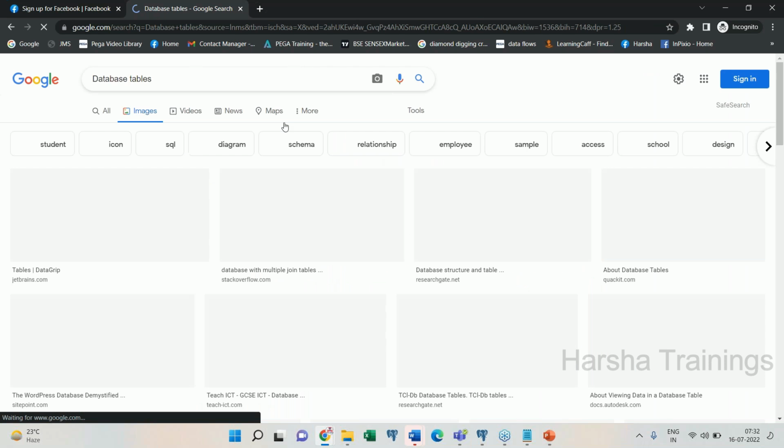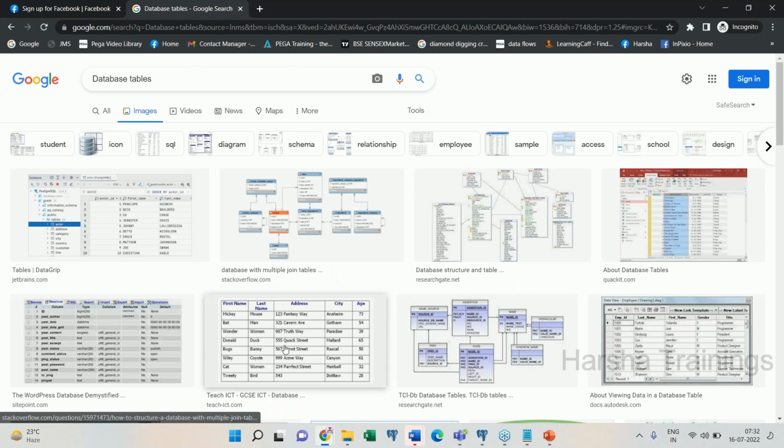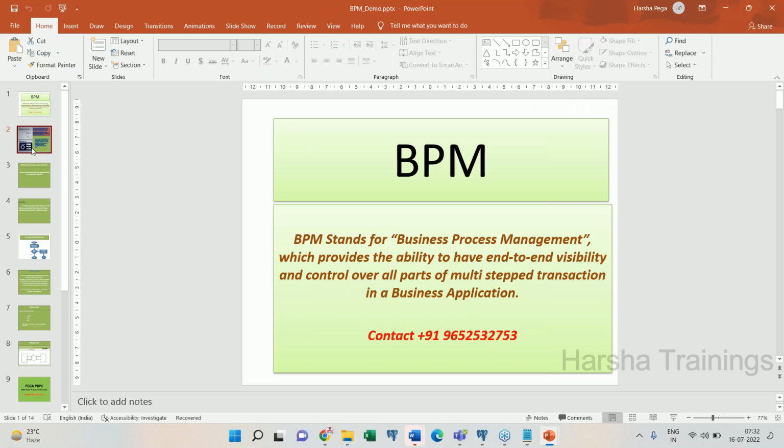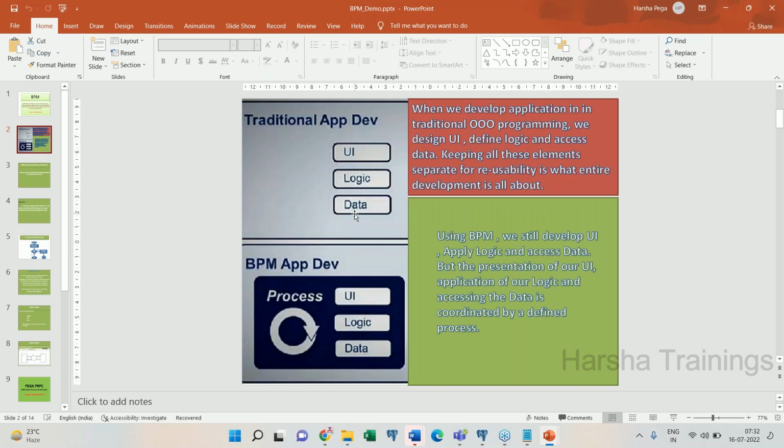I'll go to images. Okay, and here you go. See, this is a table which stores the information. This is permanent storage. For any web technology, this concept is the same. So you have three layers: user interface, business logic, and the database layer where data gets stored. See, using BPM, if you are going to develop business applications, in BPM also you have the same things. That is, you have user interface, you have business logic, as well as you have database.